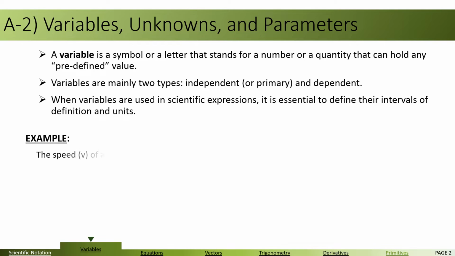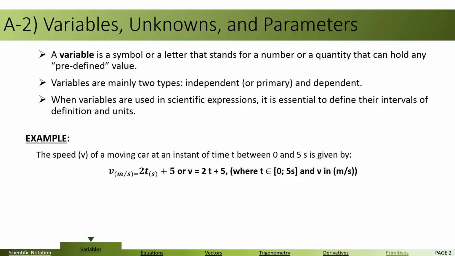Let's take some examples. The speed v of a moving car at an instant of time t between 0 and 5 is given by v equals 2t plus 5. Notice the statement above specifies that we have two main variables, v and t. From the given, t can be observed as the primary variable, and as it changes, it affects the other variable, which is v. The important thing when you look at the expression is that we have the units assigned underneath each one. So you notice that v is in meters per second and t is in seconds.